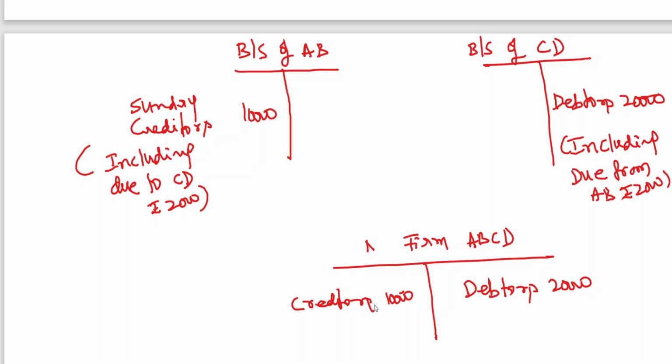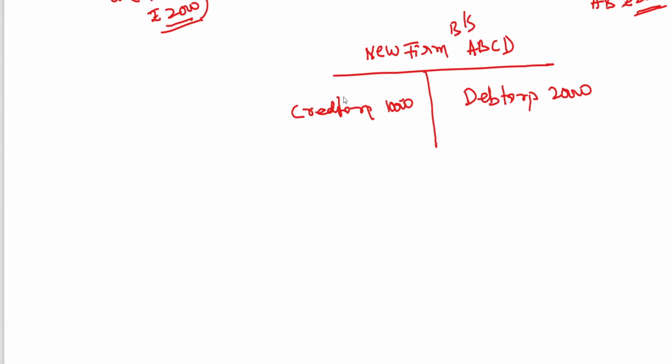Elimination means we have to reduce from the new firm's balance sheet of ABCD. What is the common amount? 2,000, or sometimes the minimum amount also we can say. Here what is the common amount in this? 2,000. This we have to eliminate. How to eliminate, sir? Because we need to reduce the creditors, the entry will be sundry creditors account debtor.